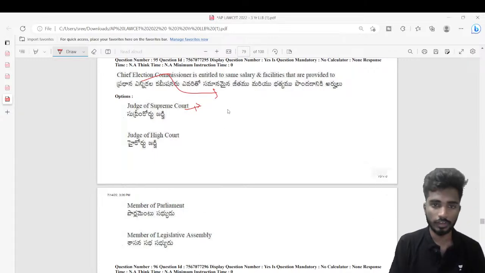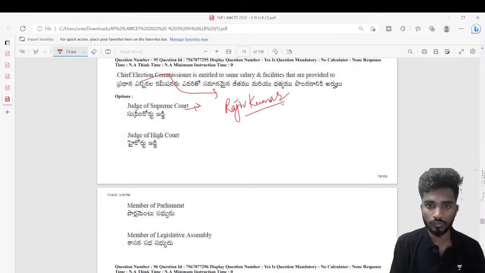So Chief Election Commissioner of India is Mr. Rajiv Kumar, right? So the salary of a Supreme Court judge is around 2.5 lakh rupees.